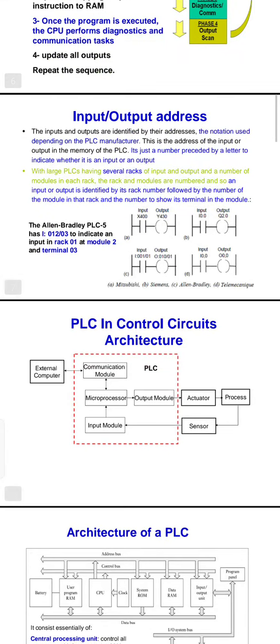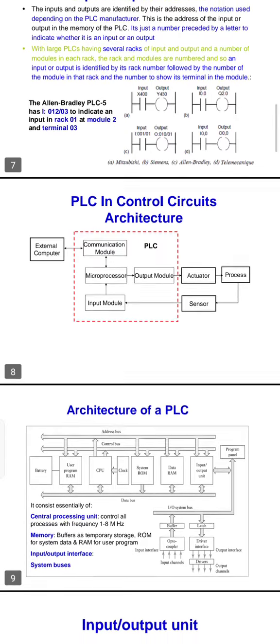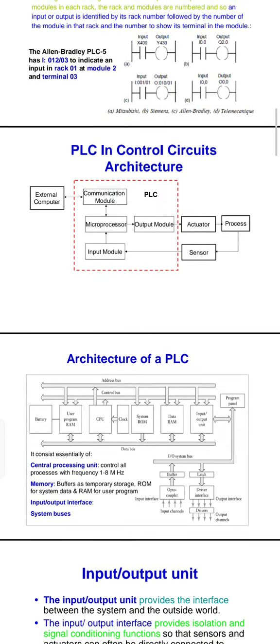PLC control circuit architecture: sensors connect to the input module, the processor connects to the output module and actuators, with external communications to the module and microprocessor. Architecture of a PLC: we can see the battery, user program RAM, CPU, clock, system ROM, data RAM, input output unit, and program panel.